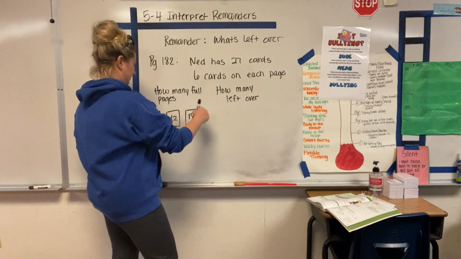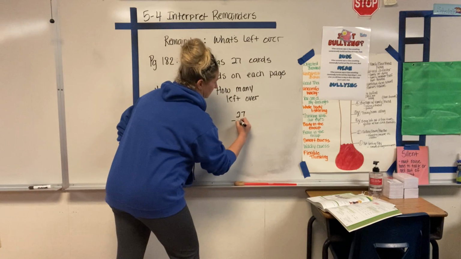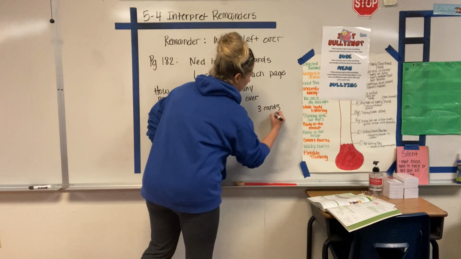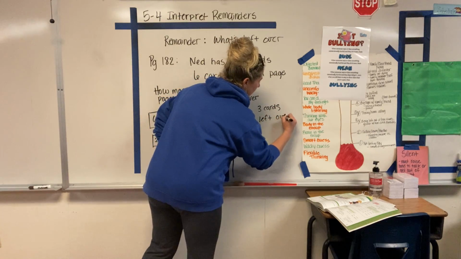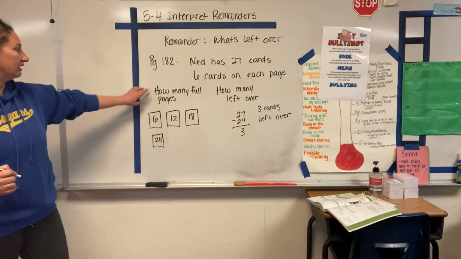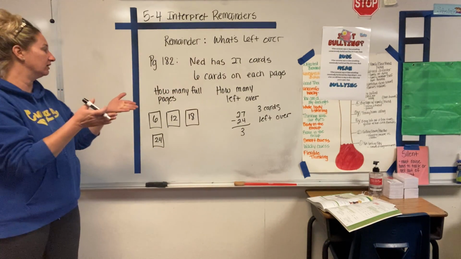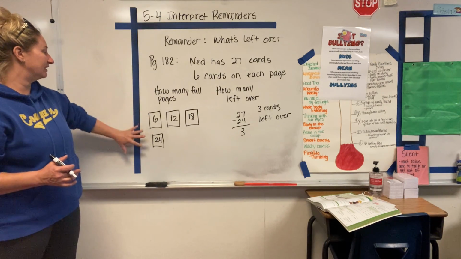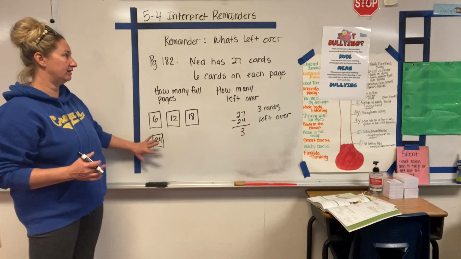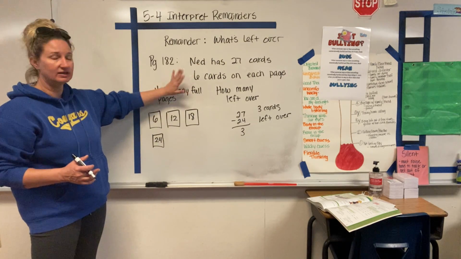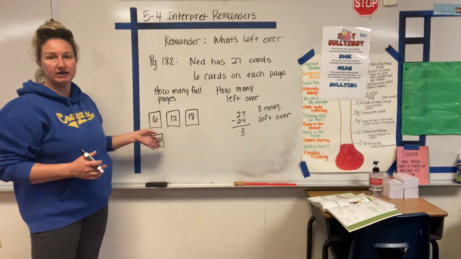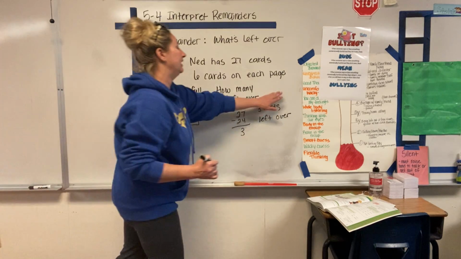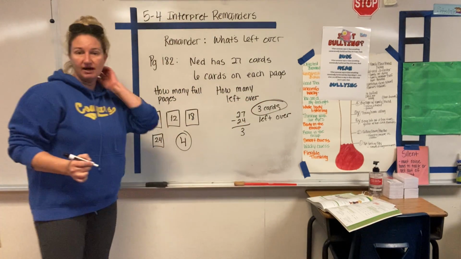To find out how many are left over, I do 27 minus 24, which is 3. So there were 3 cards left over. How many full pages did he fill? He filled up 4 full pages. So he had 6 and then 12, 18, 24. We're counting by multiples of 6 because 6 cards go on each page. He filled up 4 full pages, and he had 3 cards left over.